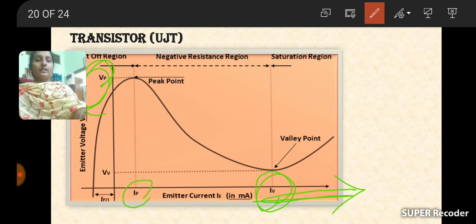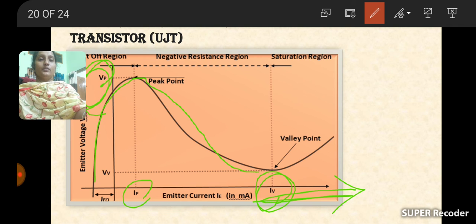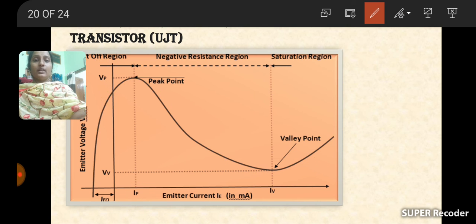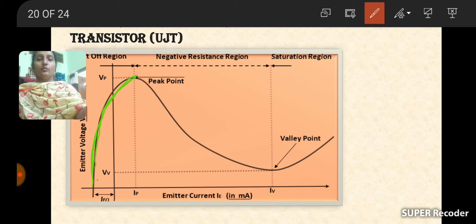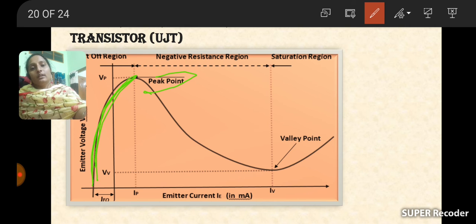So when the voltage is applied, initially the current increases to the maximum value. After that it reduces due to the depletion region formed. Once the depletion region breaks, it increases again. Is it clear? Initially, because of the applied voltage, the width of the depletion region is reduced and the current increases up to the maximum value. When it reaches the maximum value, that point is called the peak point.